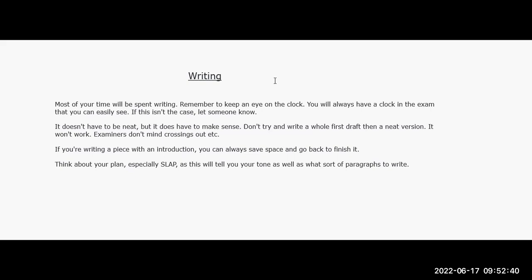So save a little bit of space and then go back and finish it. And you also want to be thinking about your plan. Do refer back to your plan. It will tell you things like your tone, how many paragraphs you're going to be writing, the overall structure of your writing. But the thing to remember here is a plan is not the same as a finished document.